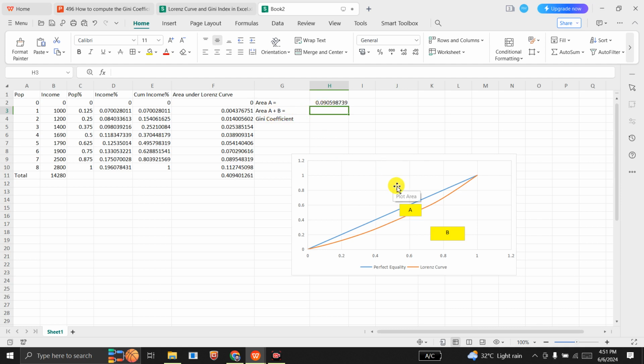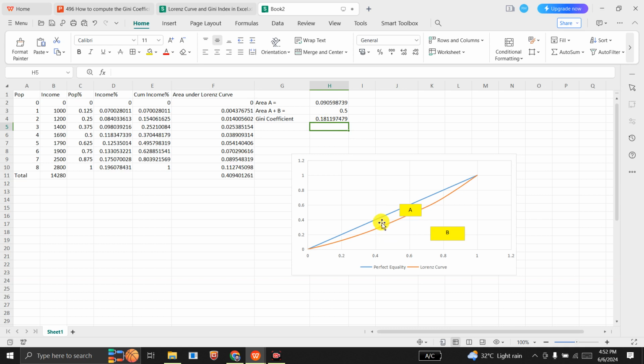this area A plus B, that is this area and this area, is equal to 0.5. Total area from here to here is equal to 1, but half of that will be equal to 0.5. That is why the area A and B is equal to 0.5, because we are not considering this area. And Gini coefficient will be equal to this divided by this. So we have this divided by this, and this gives me the Gini coefficient. So this is 0.18. So 0.18 is close to 0 rather than 1.